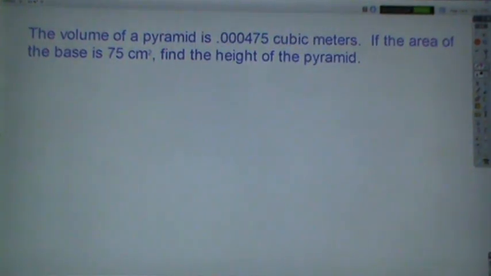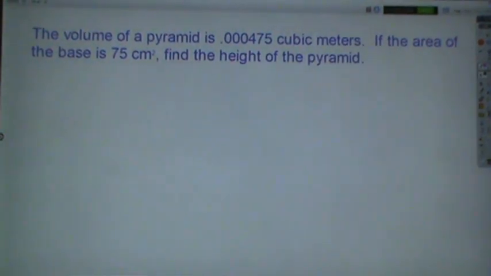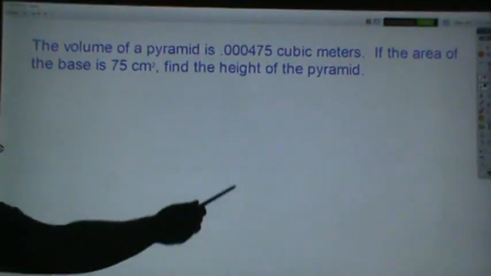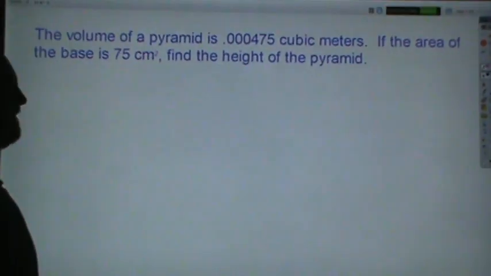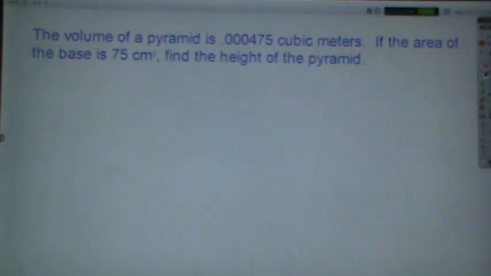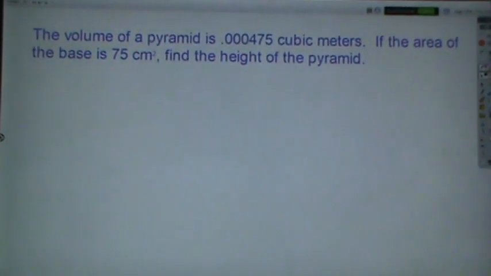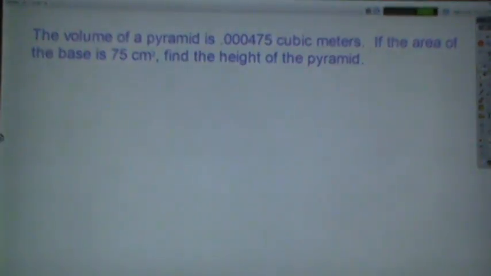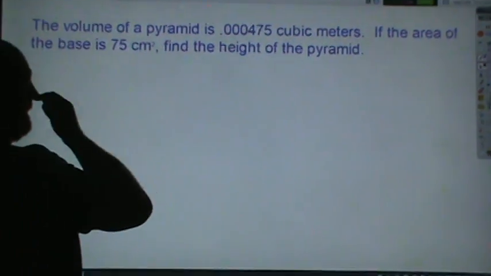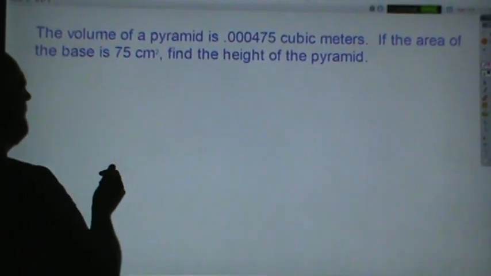The volume of a pyramid is 0.000475 cubic meters. We can also read that as 475 millionths. If the area of the base is 75 square centimeters, find the height of the pyramid. So we can do this problem with meters or with centimeters, but we need to make things match.